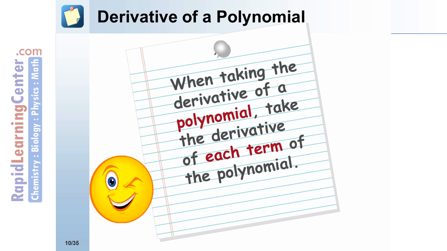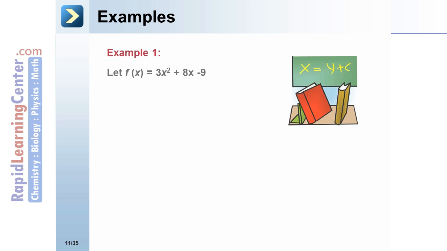The derivative of a polynomial. When you're trying to find the derivative of a polynomial, take the derivative of each term of the polynomial. As an example, let f of x equal 3x squared plus 8x minus 9. In order to find the derivative f prime of x, we will take the derivative of 3x squared, which becomes 3 times 2x, plus the derivative of 8x, which becomes 8, plus the derivative of 9, which is 0. The derivative of the polynomial becomes 6x plus 8.